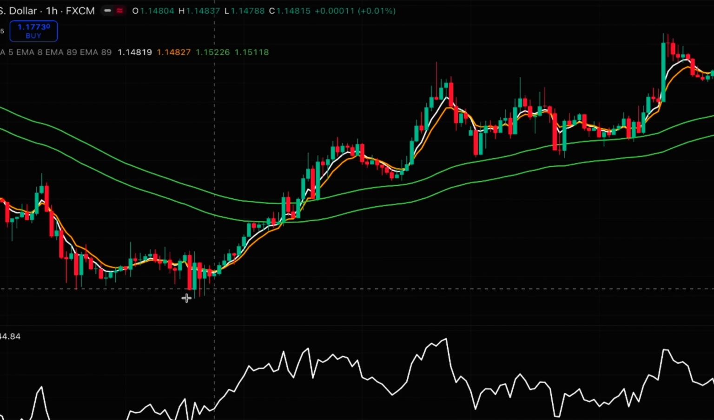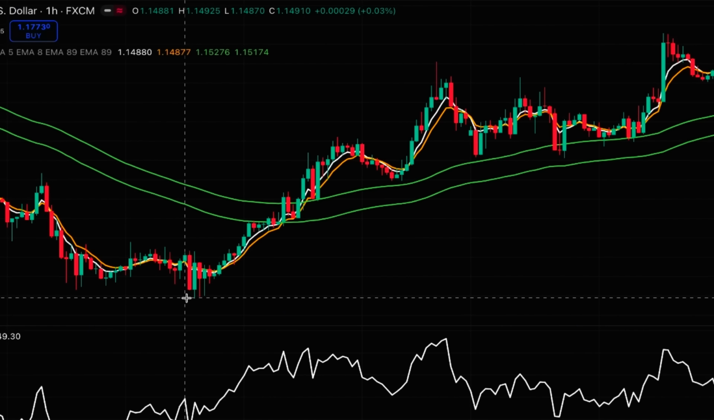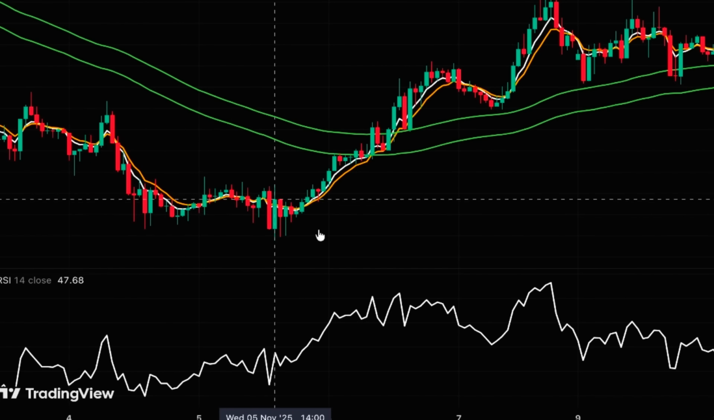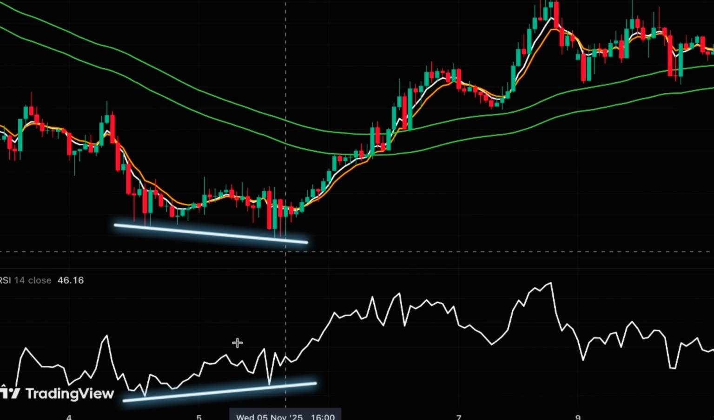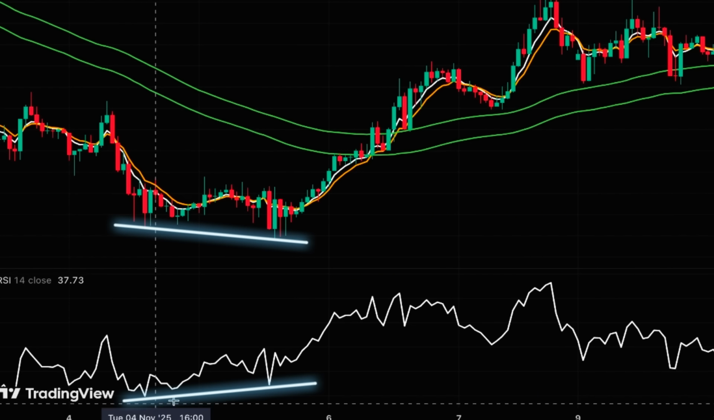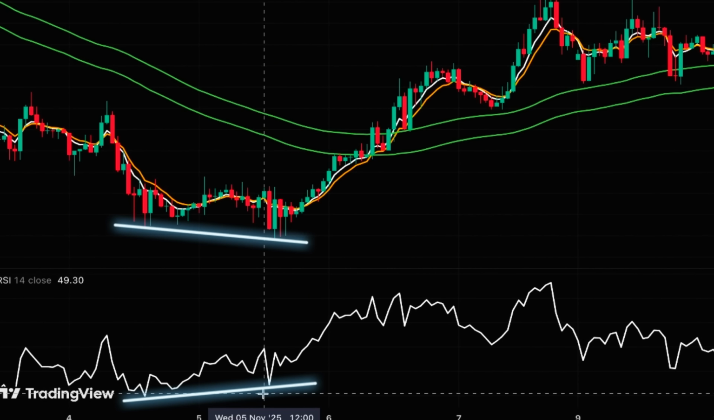Before that, we find the lowest level of the price in the prior trend. Here, we should have a divergence. You can see that the price made a lower low, but RSI didn't follow and it made a higher low. This is a bullish divergence and gives the probability of reversal.